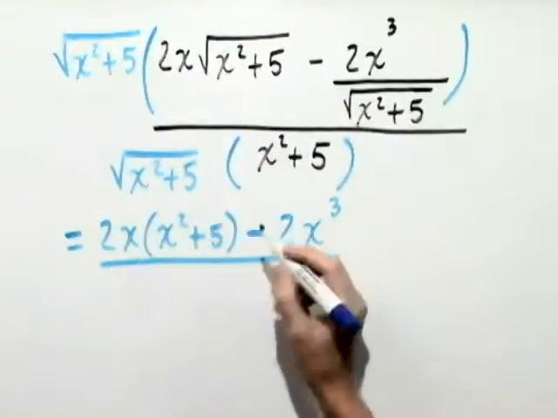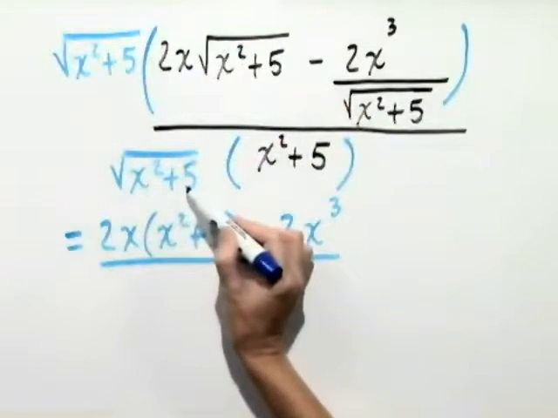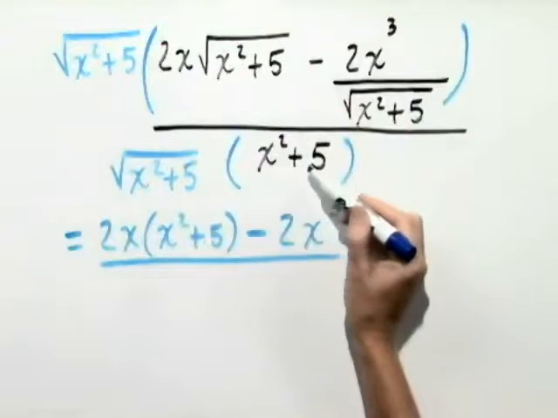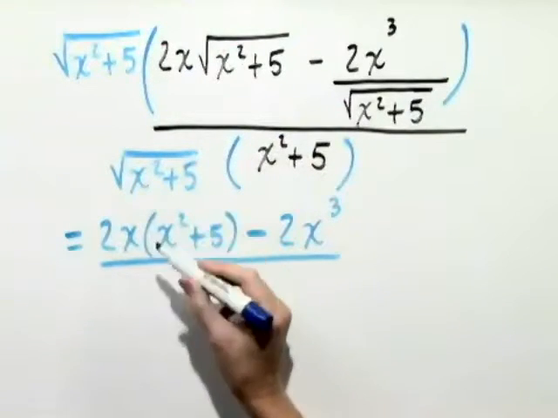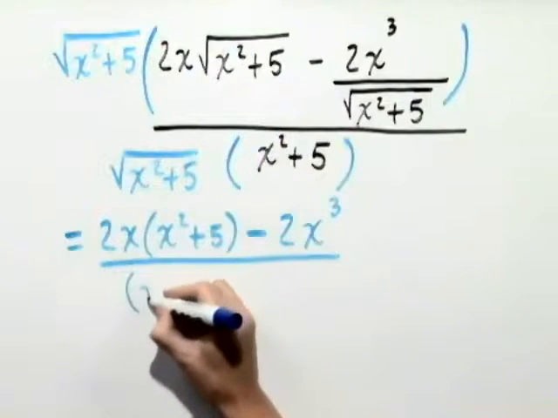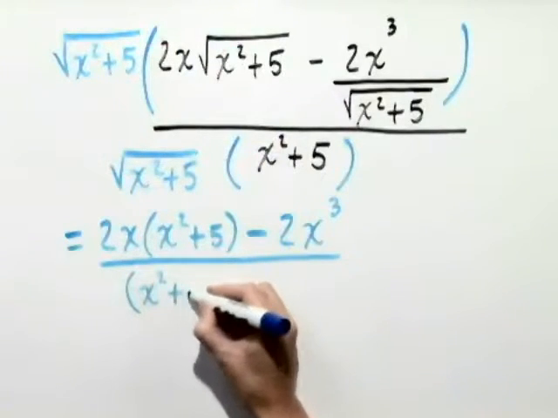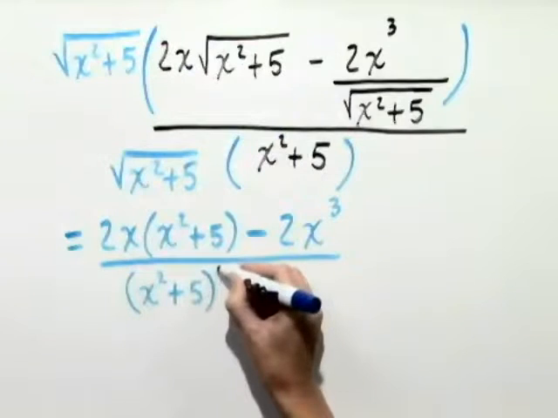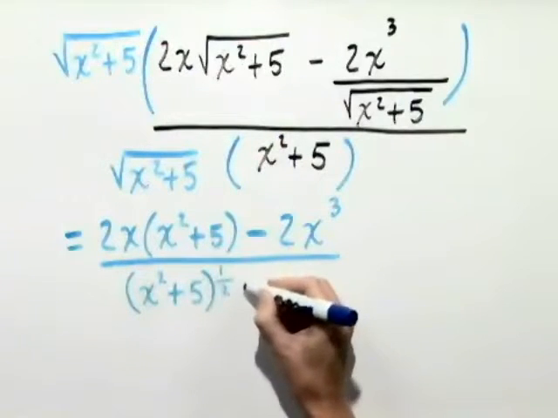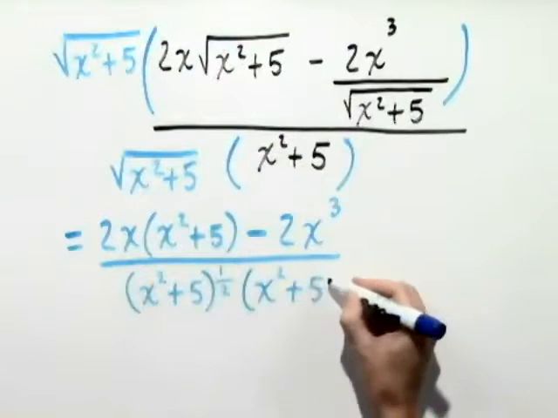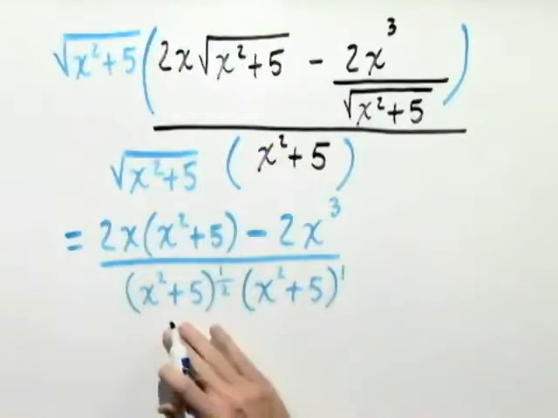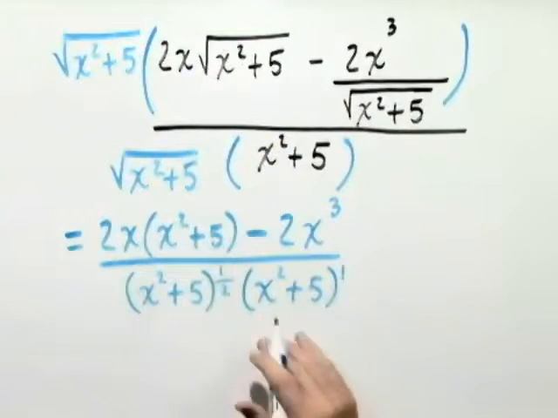In the denominator, I have the square root of x squared plus 5 times x squared plus 5. Remember our rules for exponents. This square root of x squared plus 5 can really be written as x squared plus 5 to the 1/2 power times I have x squared plus 5 just to the first power. So I have like bases that I'm multiplying, and remember I'll simply add those exponents.